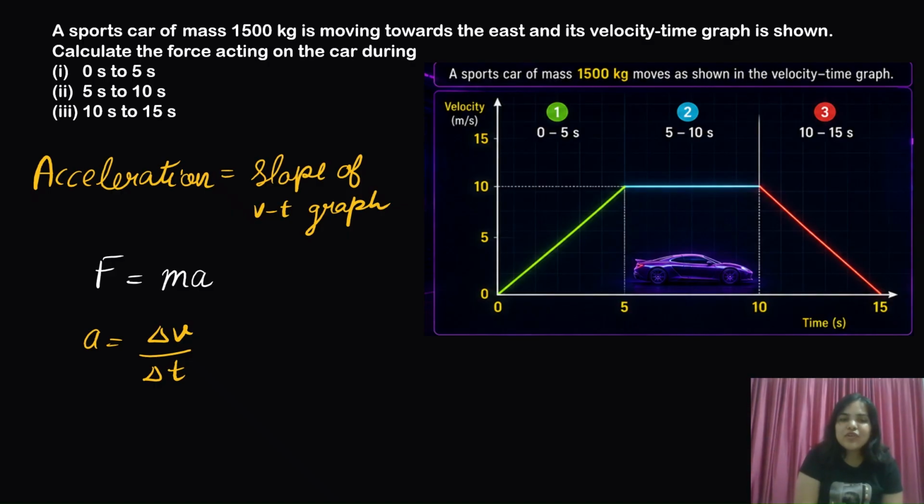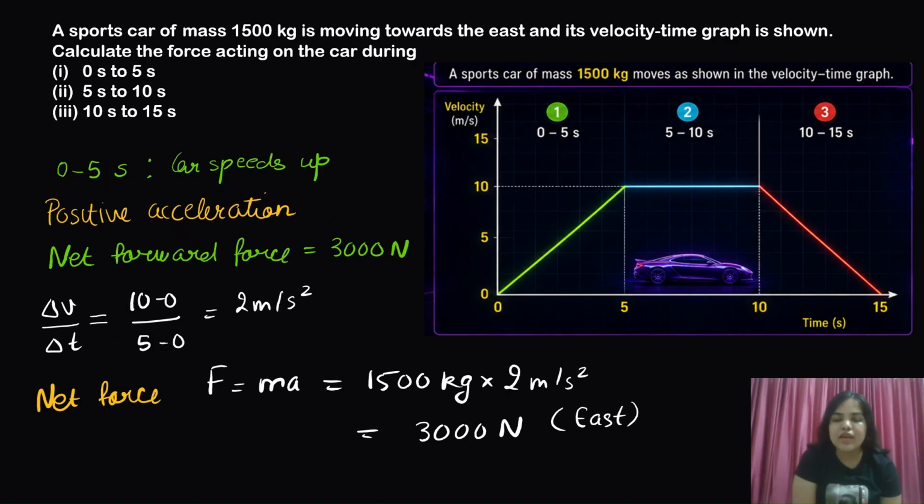And we know that acceleration is given by the slope of the v-t graph, and by Newton's second law of motion F is equal to ma. So acceleration is equal to change in velocity by change in time. First 5 seconds में velocity 0 मीटर पर सेकेंड से 10 मीटर पर सेकेंड हो जाती है.